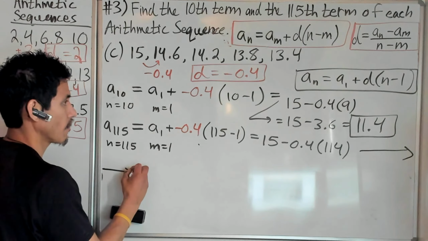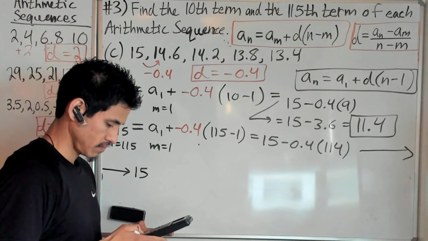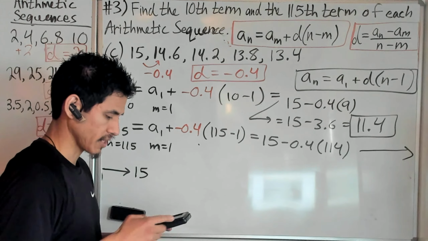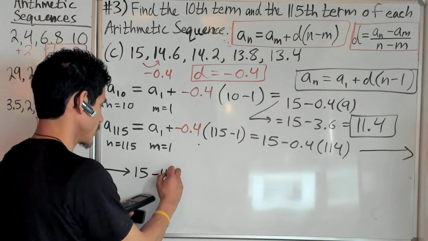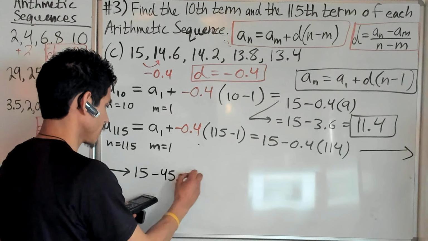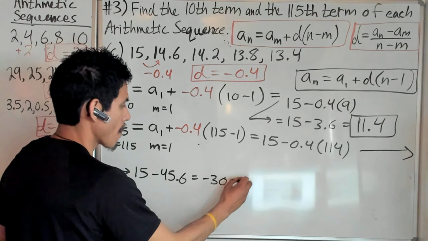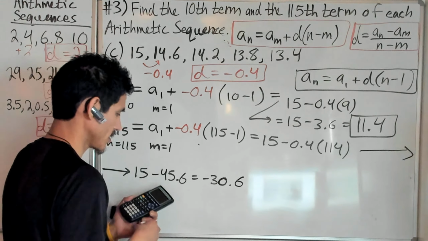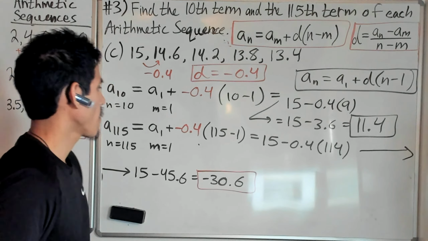So we get 15 minus 0.4 times 114. Let me get my calculator. So minus 45.6, and we get negative 30.6 as our 115th term. Nice.